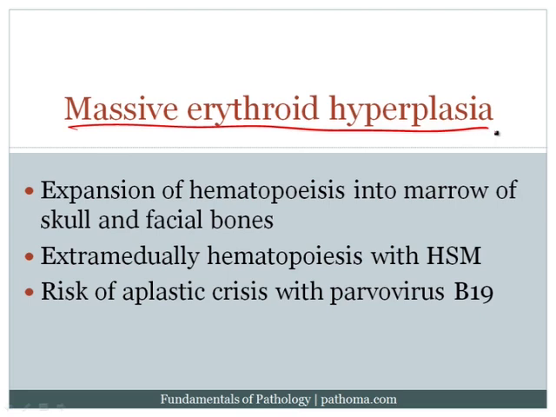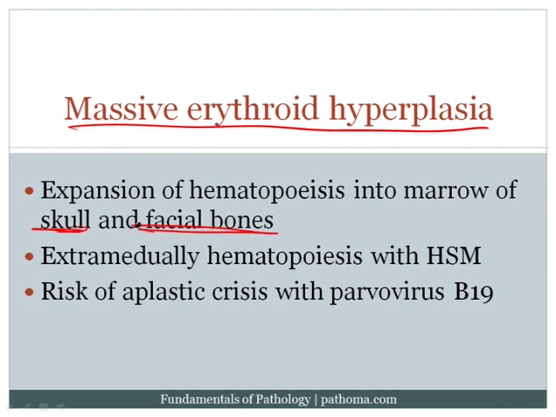In this particular case, there's such severe anemia that there's going to be massive amounts of erythropoietin being released by the kidney in response to that anemia, and that erythropoietin will go to the bone marrow and drive the bone marrow to undergo hyperplasia. There'll actually be expansion of the hematopoiesis into unique areas such as the skull and the facial bones.